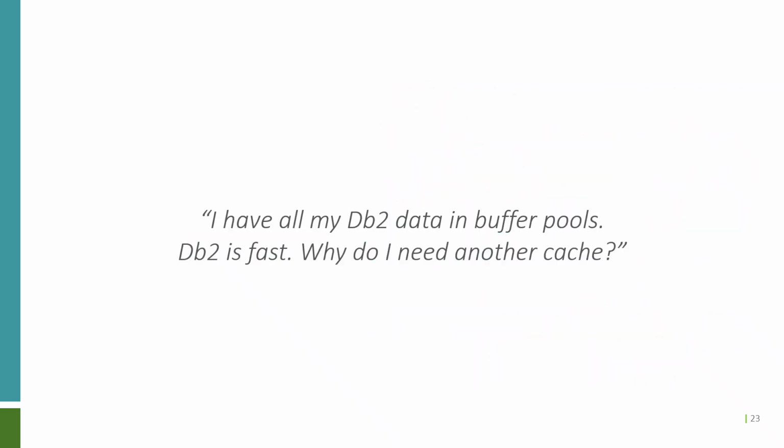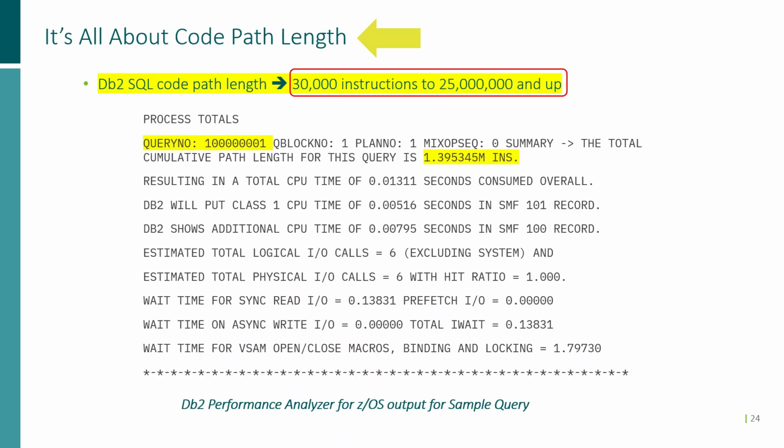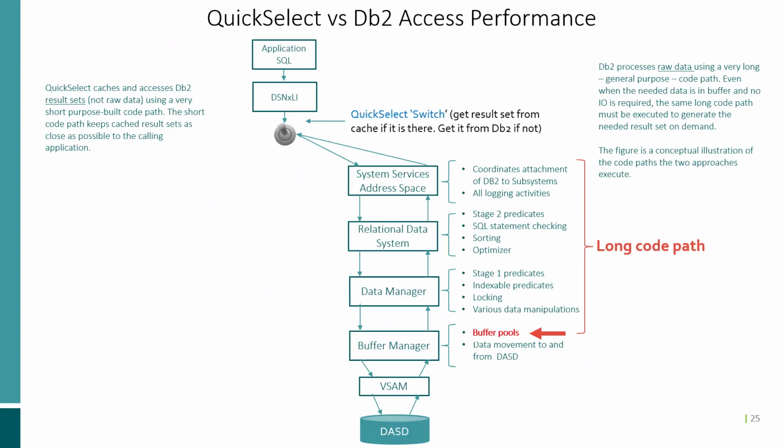A question we're frequently asked is, I have all of my data in buffer pools. Db2 is fast. Why do I need another cache? And the answer is, it's all about relative code path length. Db2 SQL code path lengths range from 30,000 instructions at the very low end to 25 million and up. Here we see a query that is executing 1.39 million instructions. Obviously a very long code path length, even when the needed data is already in Db2's buffer pool.